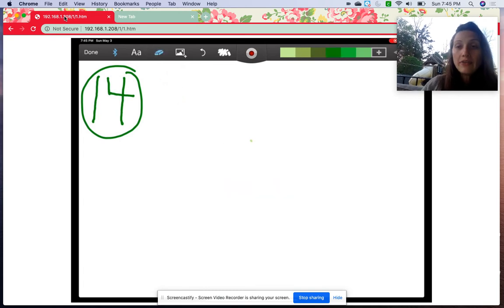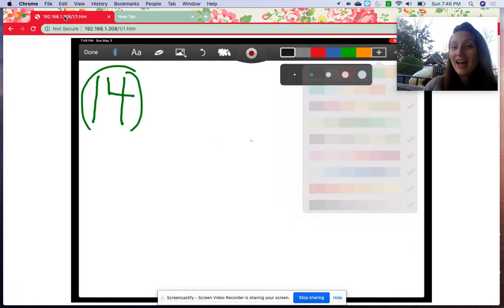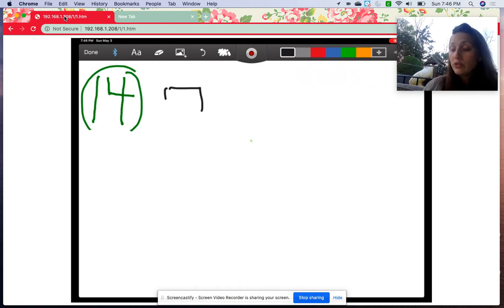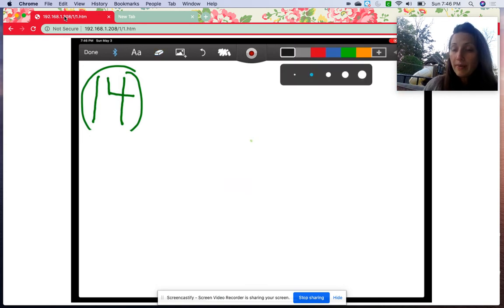So now we have the number of the day, number 14. And I am ready to start drawing my tens frame. Now, I showed you one way yesterday to write the tens frame with the squares like this. So if you feel more comfortable doing it like that, you can draw your tens frame like this. Mrs. Savage prefers to draw a big rectangle. So let me show you one more time how to do that.